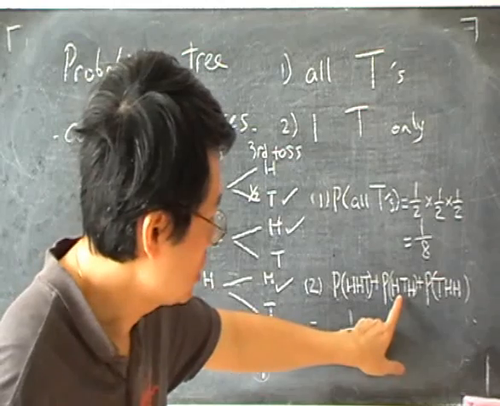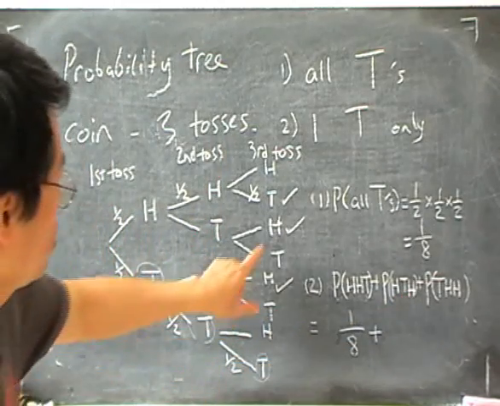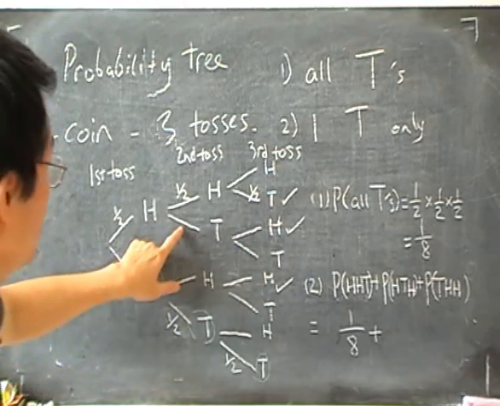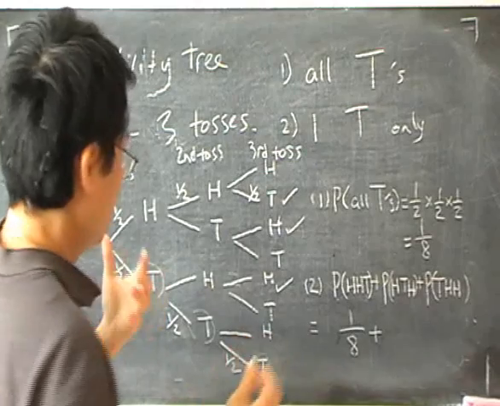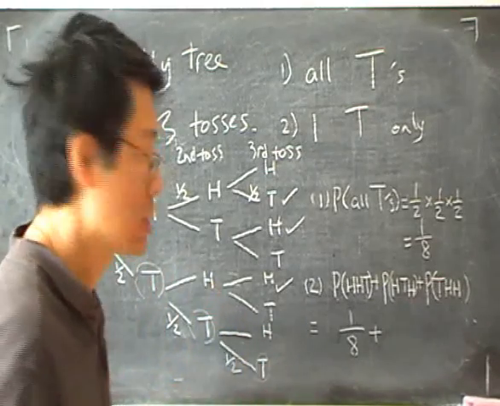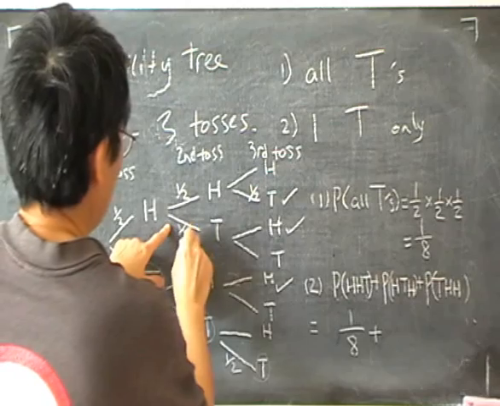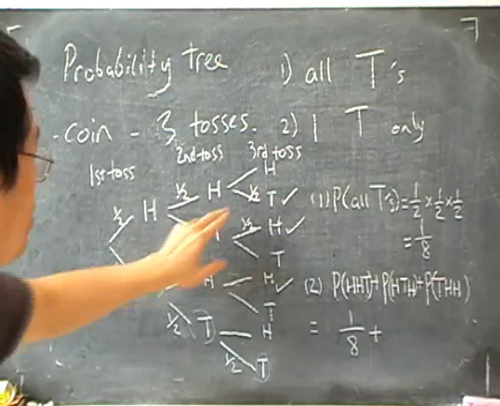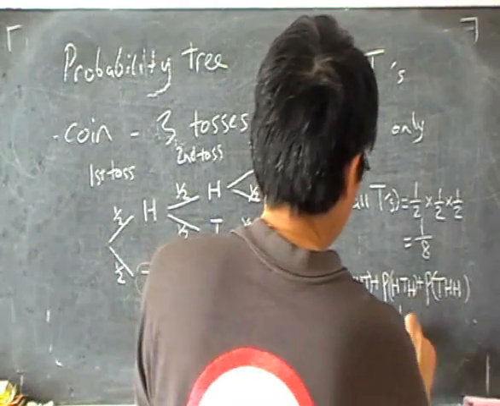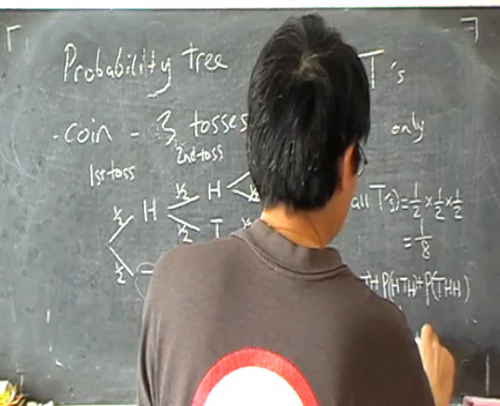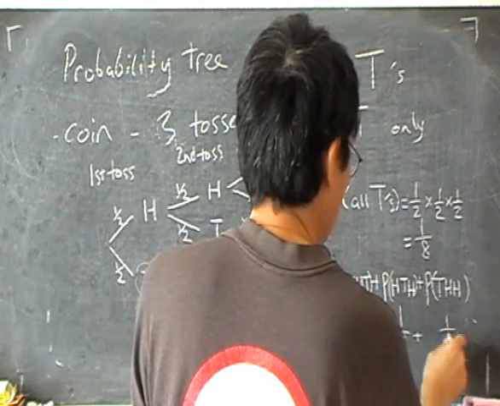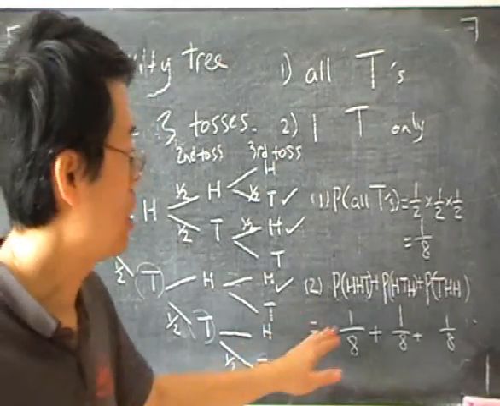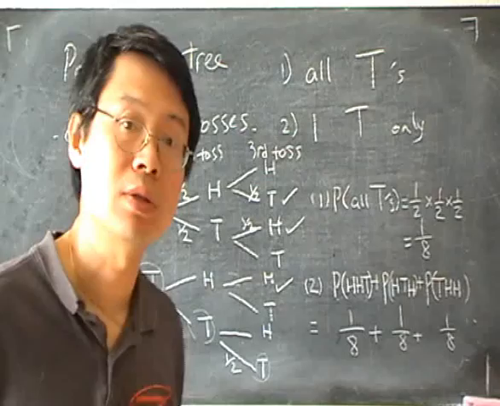In the next case, head, tail, head, that would be this one. Now you can see that because they are all tosses of the same coin, all branches would have a probability of half. And because of this, it's always half times half times half, and we will get 1/8 again. And in the same way for the last case. So we have the answer now. It's 1/8 plus 1/8 plus 1/8, which is 3/8.